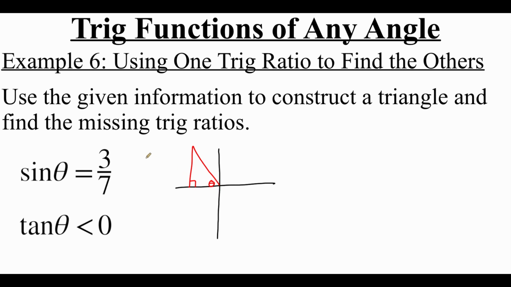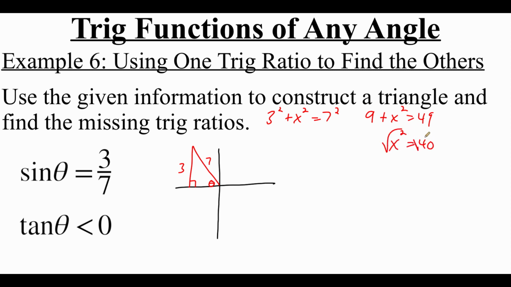When we're drawing out our triangle, we're always going to put theta as the angle directly next to the origin. Now, as far as the sine goes, that gives me my opposite side and my hypotenuse. And then I should be able to use the Pythagorean theorem to help me find this missing side. So if I go 3 squared plus x squared equals 7 squared, 3 squared is 9, 7 squared is 49. So I get 9 plus x squared equals 49. I have to subtract the 9 over to the other side, so I'm going to get x squared equals 40.